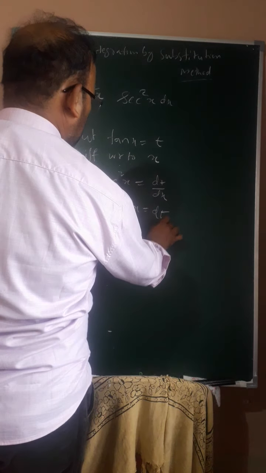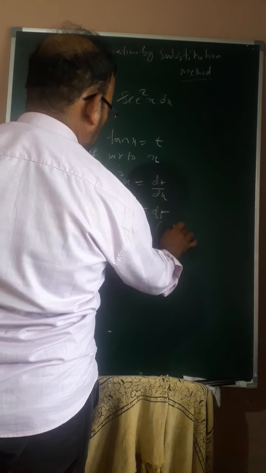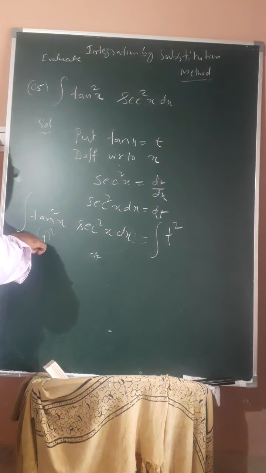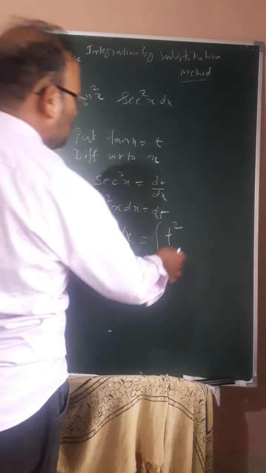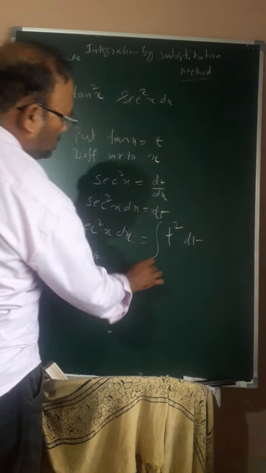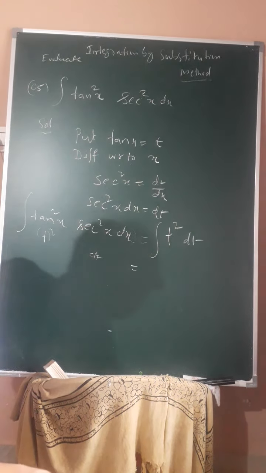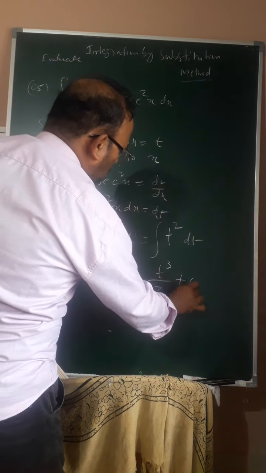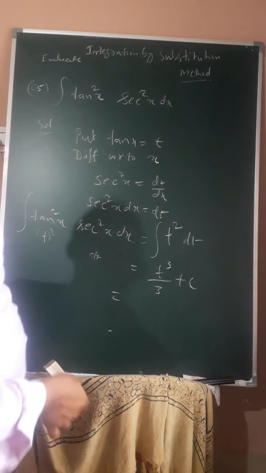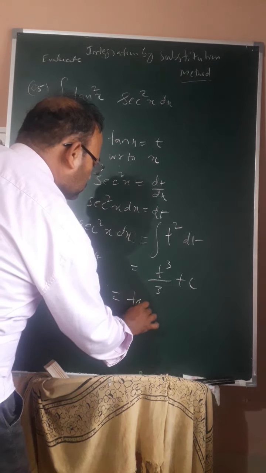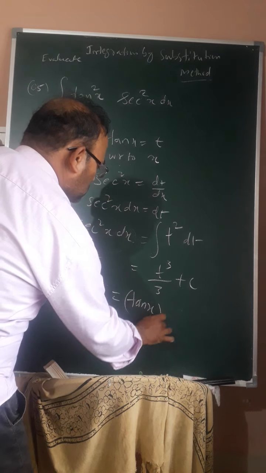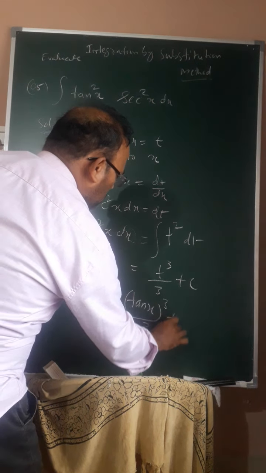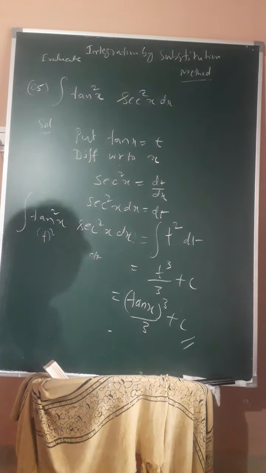So this is integration of tan square, that is t square dt. We know how to integrate using the x to the power of n formula, that is t cube by 3 plus c. What is t? t means tan x. So tan cube x by 3 plus c. c means constant of integration.